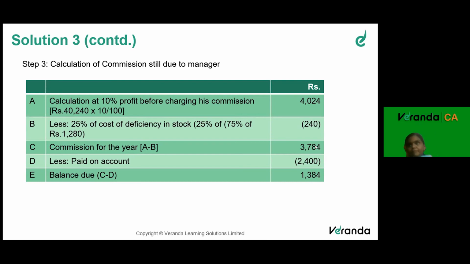It showed in the account that 2,400 has already been paid to him. So the balance is what you have to pay him. The balance amount is 1,003.